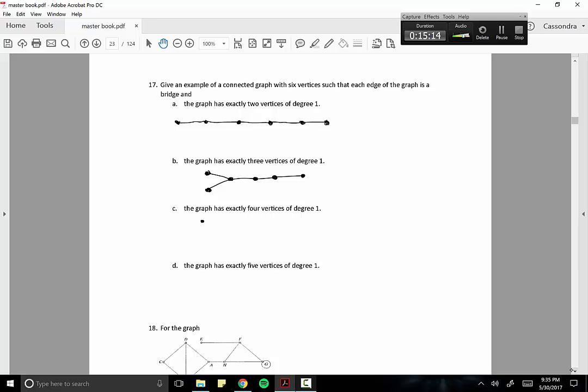All right, 4 vertices. 1, 2, 3, 4. They have to have degree 1. We need 6 all together. Every edge is a bridge. These are types of graphs that we call trees. And then this guy is a special kind of tree that we call stars. You will explore the properties of these in an upcoming group work assignment. But every edge is a bridge. There are no cycles in it.